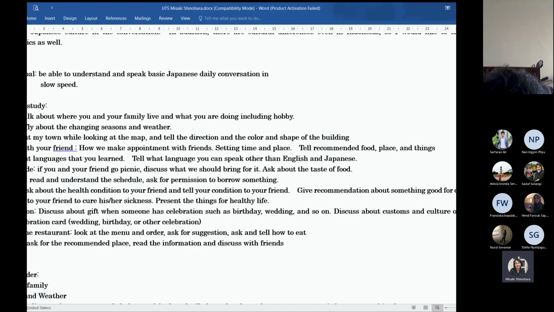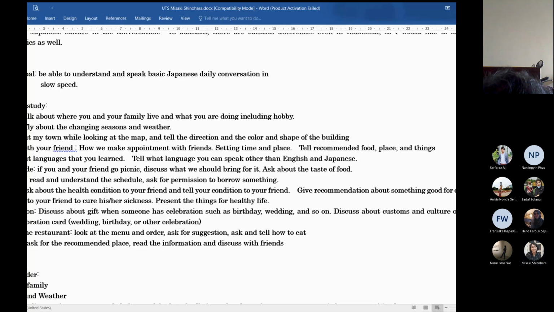And number 4, go out with your friend. It is like they have to communicate about making a promise. Then number 5, talk about language that you learned. So they have to find out how to learn language at this time. How to learn. Then number 6, eat outside. About how to order things and how to eat. So they can use it in Japan directly.